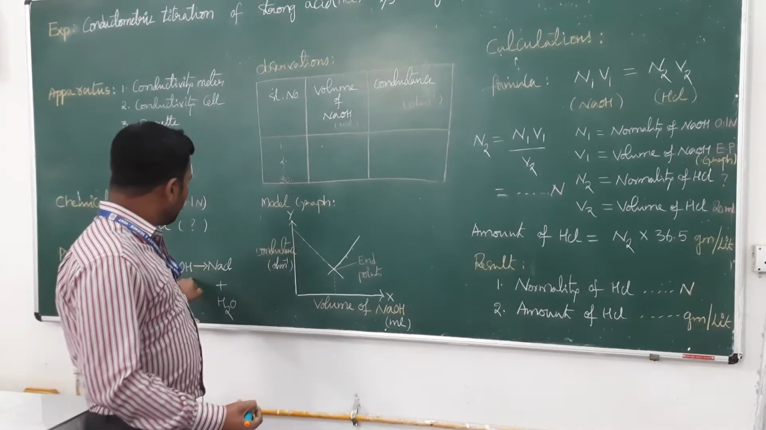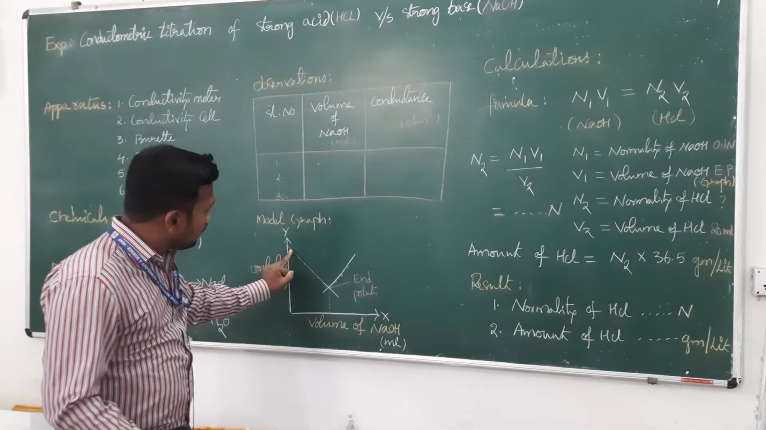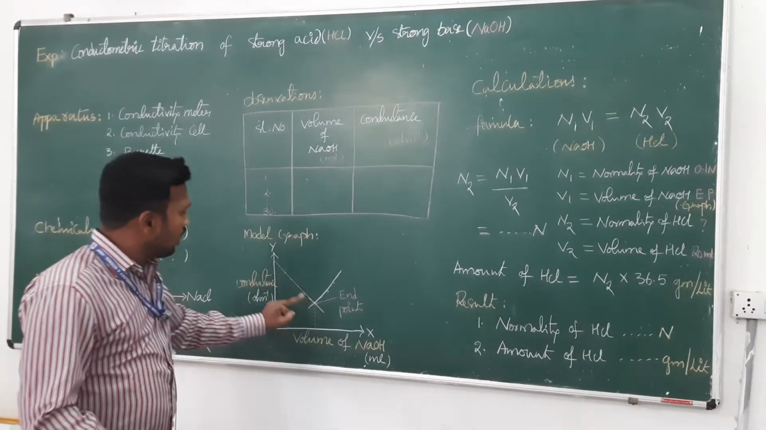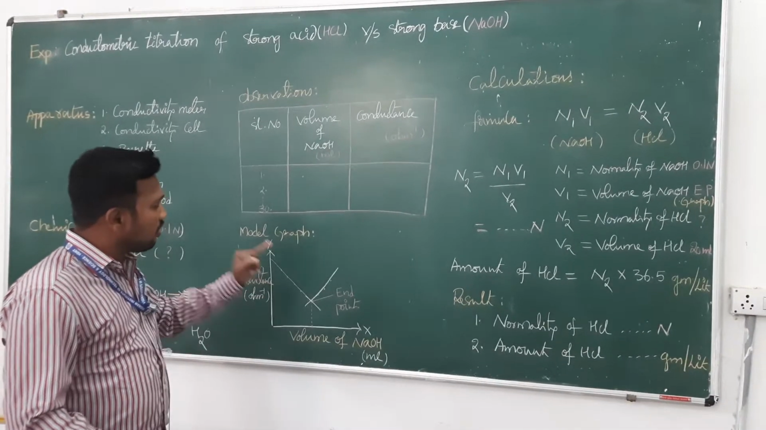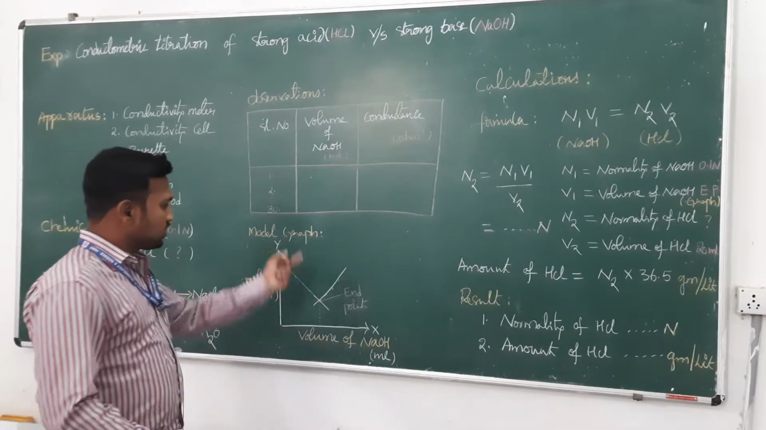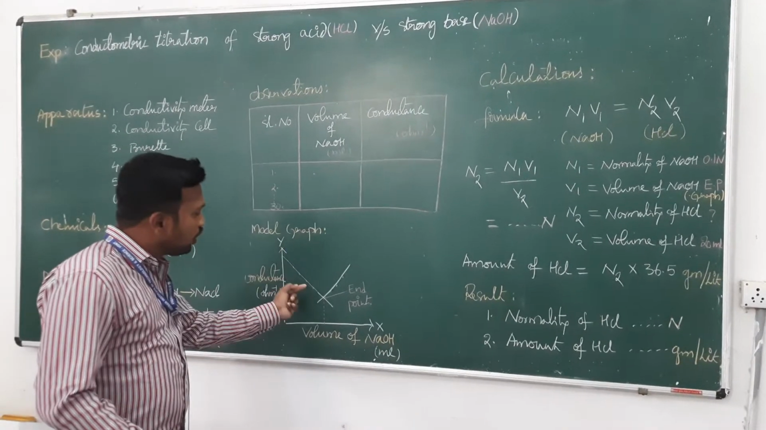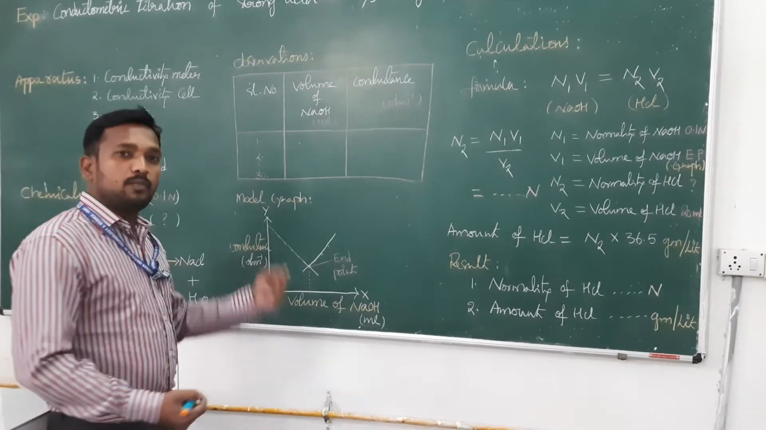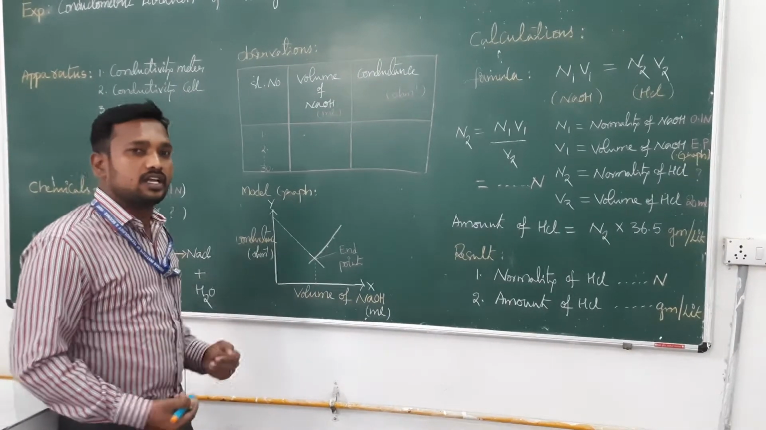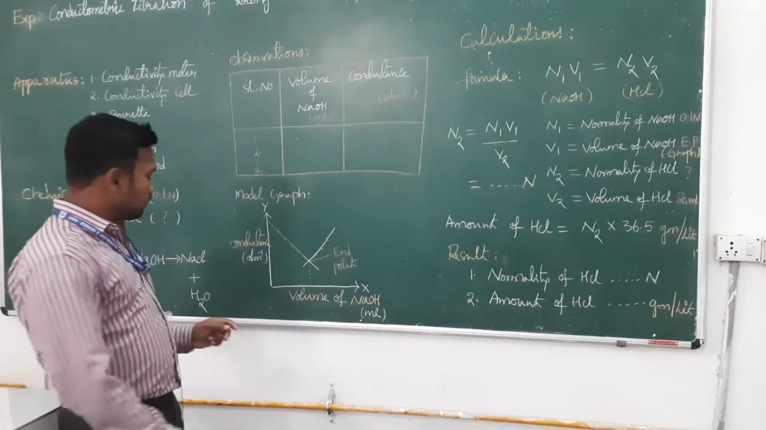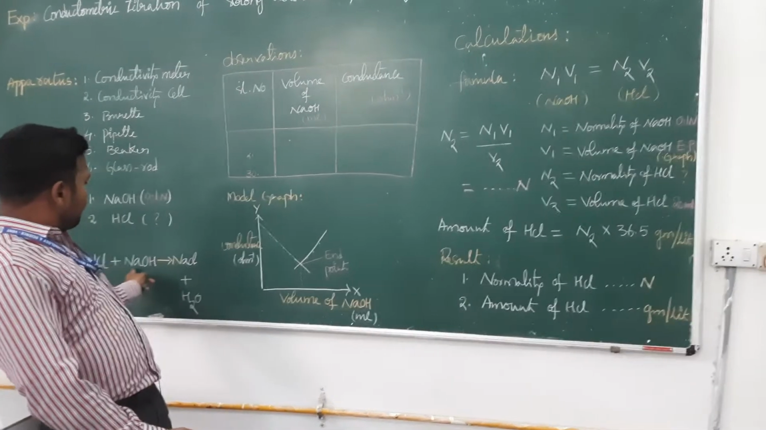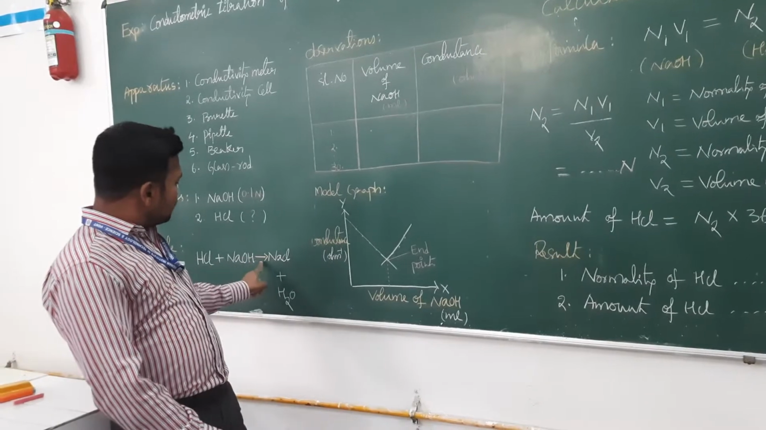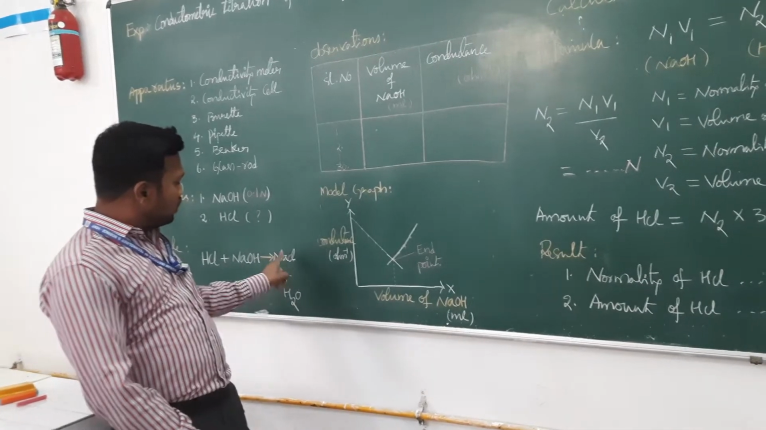With every addition of NaOH, the conductance gradually decreases. Why? Because the H+ ions are replaced by OH- ions. The reaction is going toward the neutralization point. That's why the number of H+ ions decreases in the given solution. Here this type of equation occurs: H+ plus NaOH gives Na+ and water is formed.